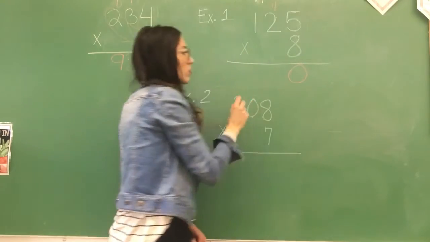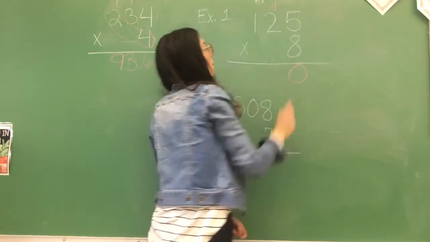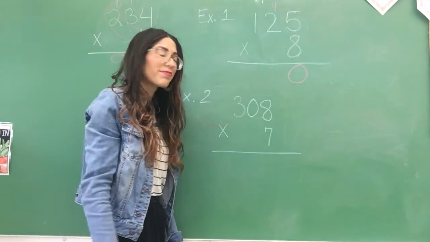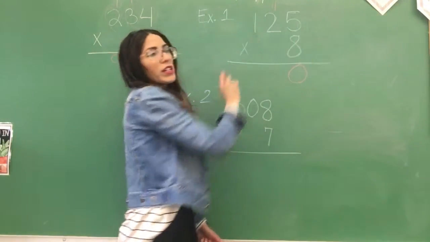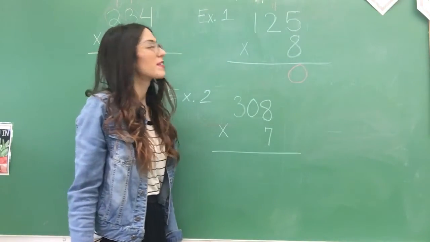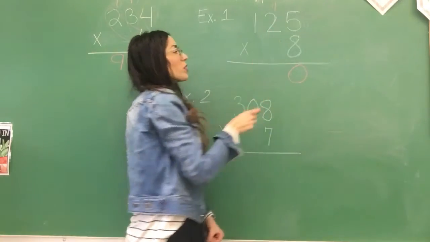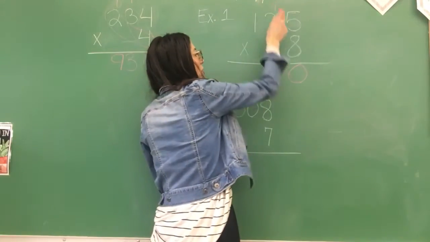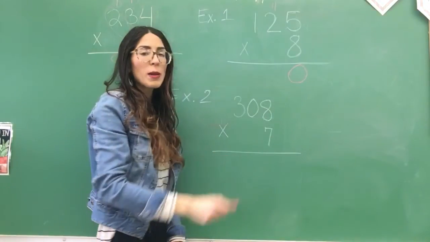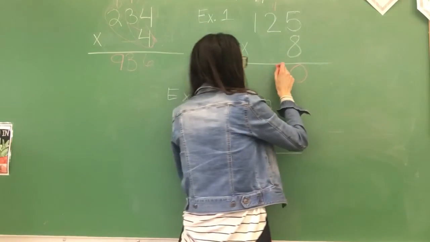Excellent job. I'm trying to shade it in darker. Okay. Then the next step is 8 times 2. So what is 8 times 2? 16. Good. And then what do we do? Yes, we add the 4. Good. So 16 plus 4 is 20. Very good.